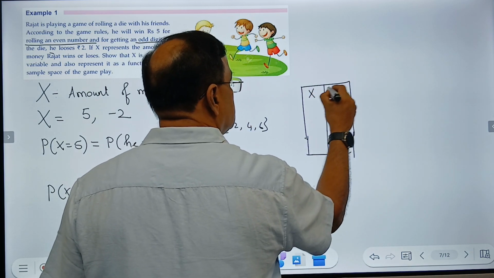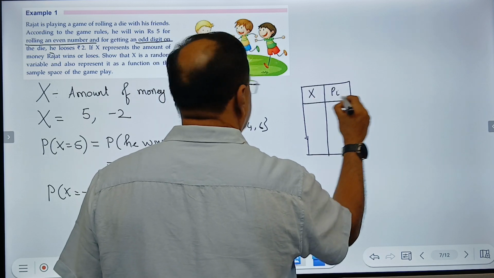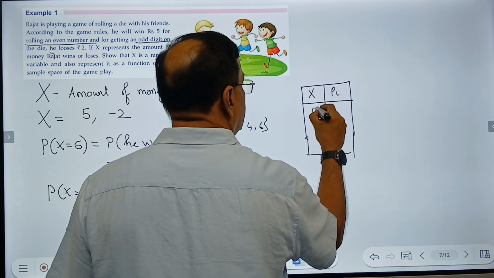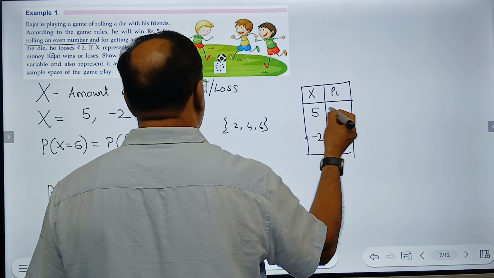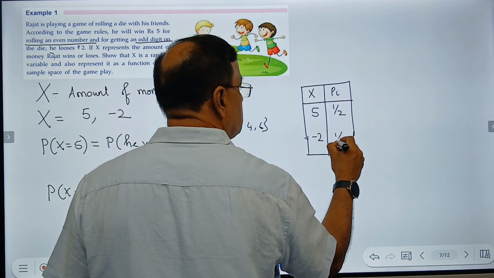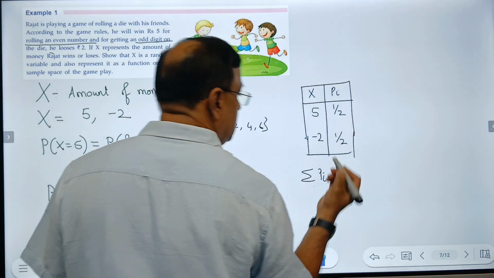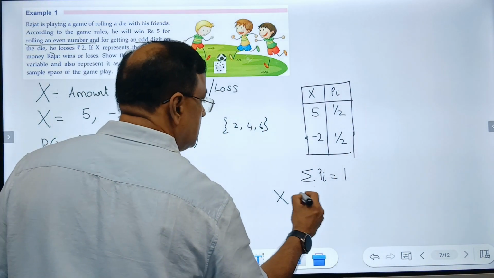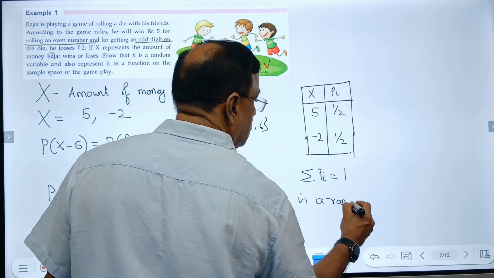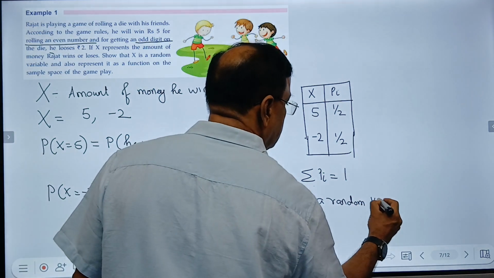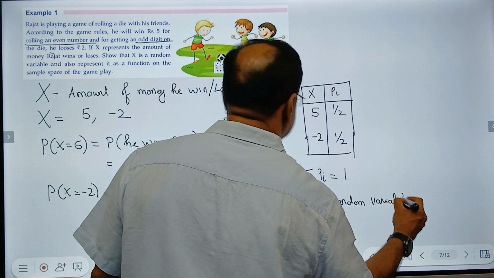This is x and this is pi. This is 5. This is -2. This is 1/2 and this is 1/2. What is the total probability? Total probability is 1. Therefore, x is a random variable.